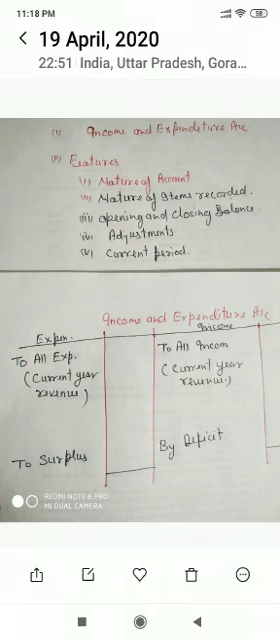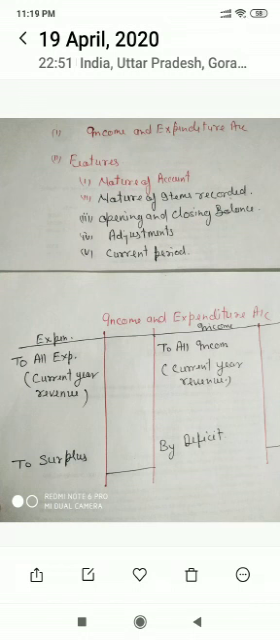Okay, go to the next, opening and closing balance. In this account, we do not show any type of opening and closing balance. Clear? Opening balance and closing balance we are not going to show in this account. That relates to the balance of cash or bank. Any type of balance we do not show in this account.